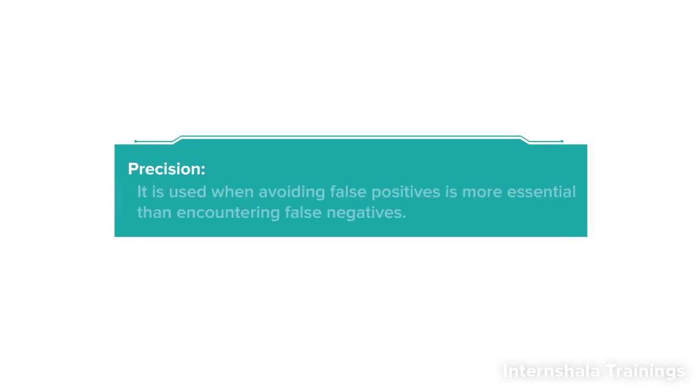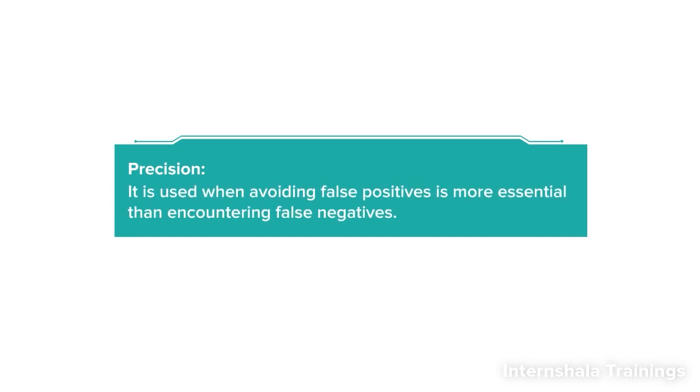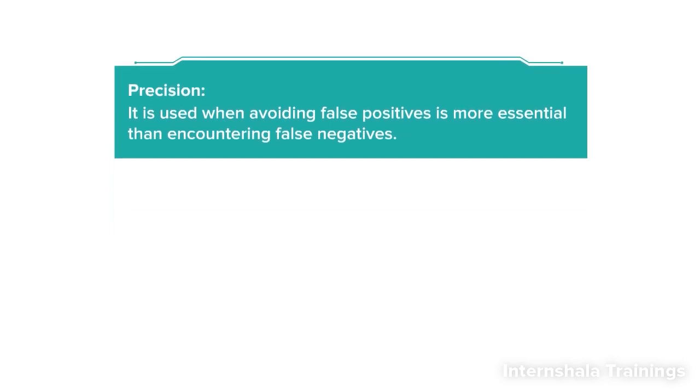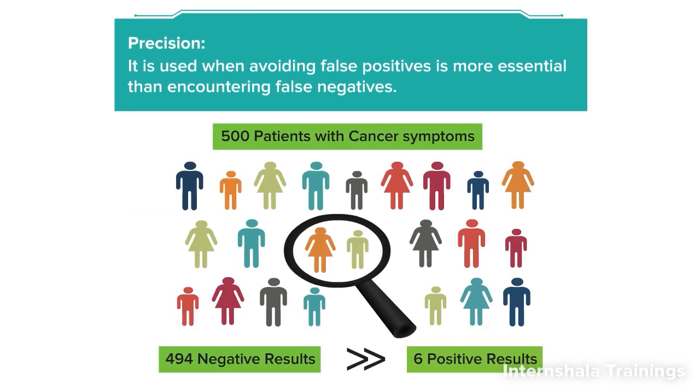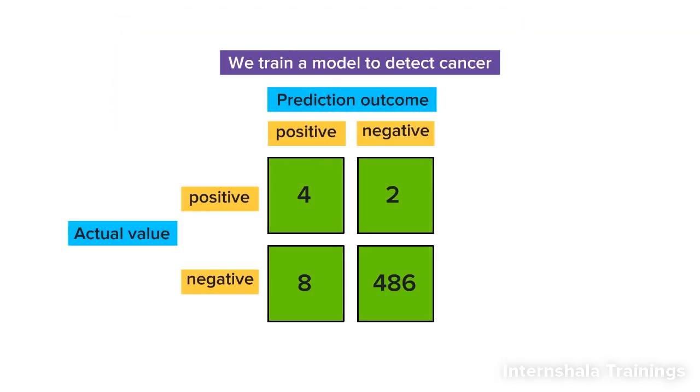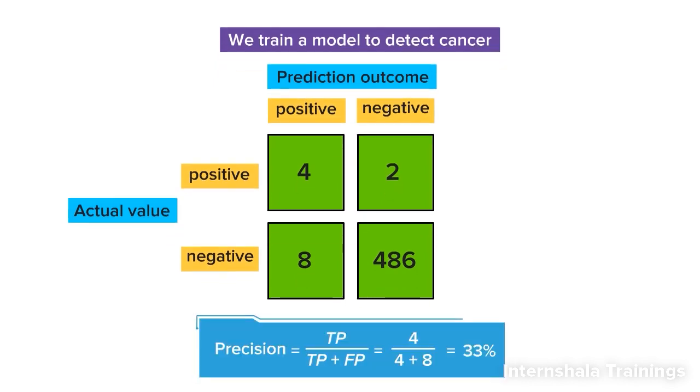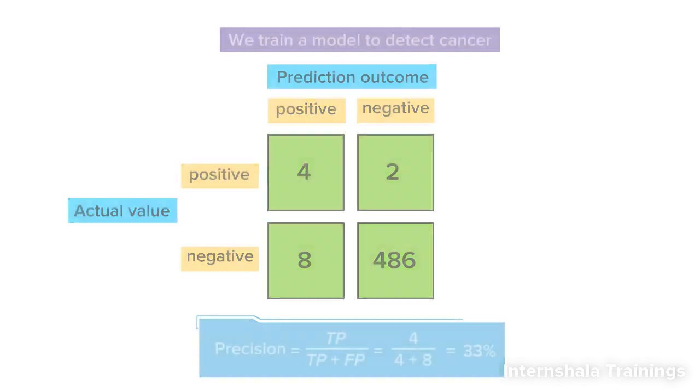In a nutshell, precision is used when we cannot afford to have false positives, or avoiding false positives is more essential than encountering false negatives. I hope you are catching up with me so far. Now let's recall the same predictive model that we made for the cancer example we had used earlier in this topic. And let's calculate the precision for that using its confusion matrix. Here we get 33%. The predictive model, which had 98% accuracy, does not look so precise now, does it?